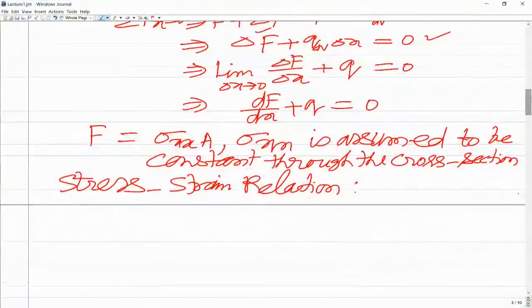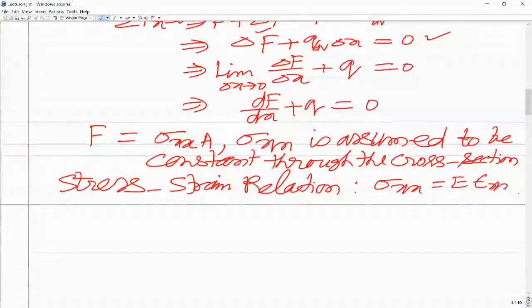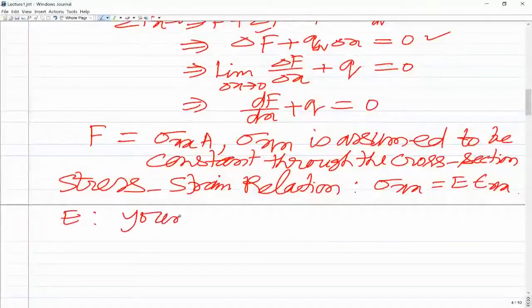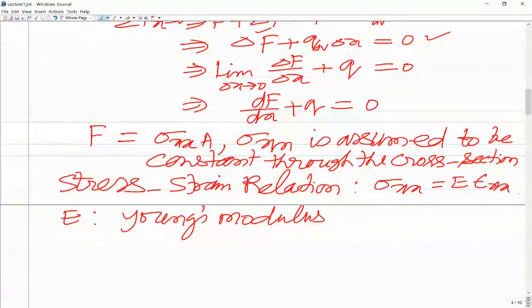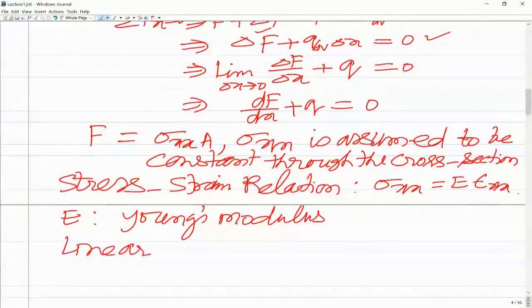So in that case, we can simply use Hooke's law and say that sigma xx is E times epsilon xx, where E is Young's modulus of the material, and we are assuming that this material is linear elastic isotropic. We should be clear about all the assumptions.